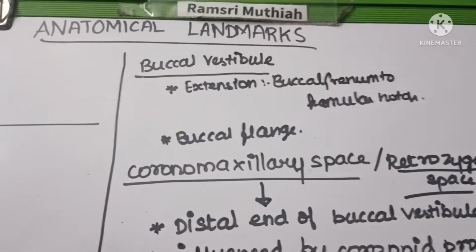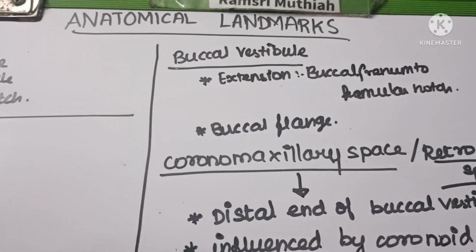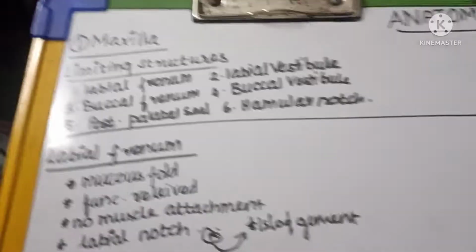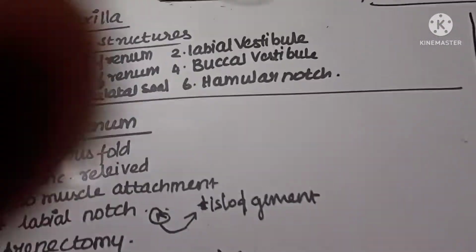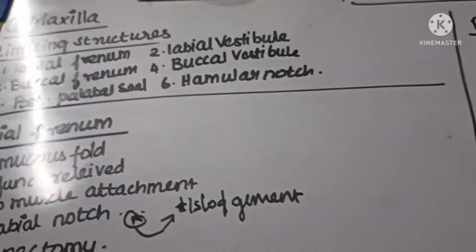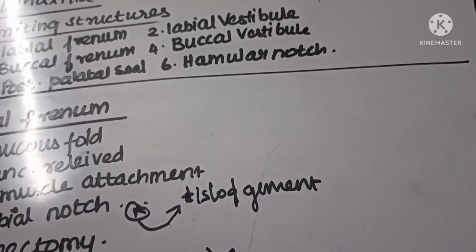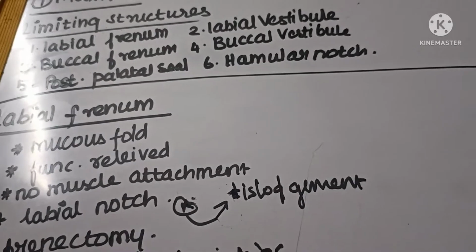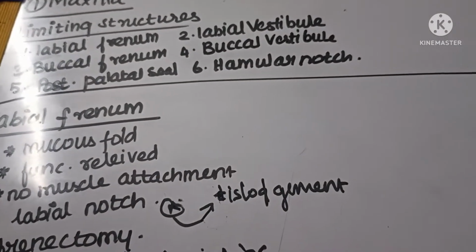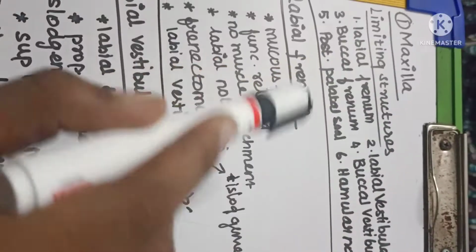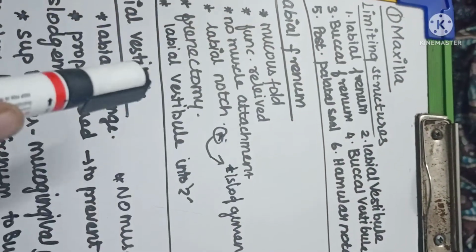Hello everyone, today we are going to discuss the anatomical landmarks of the maxilla. The first thing when talking about the anatomical landmarks of the maxilla is the limiting structures. The limiting structures of the maxilla are the labial frenum, labial vestibule, buccal frenum and buccal vestibule. Let us discuss each of them in detail.